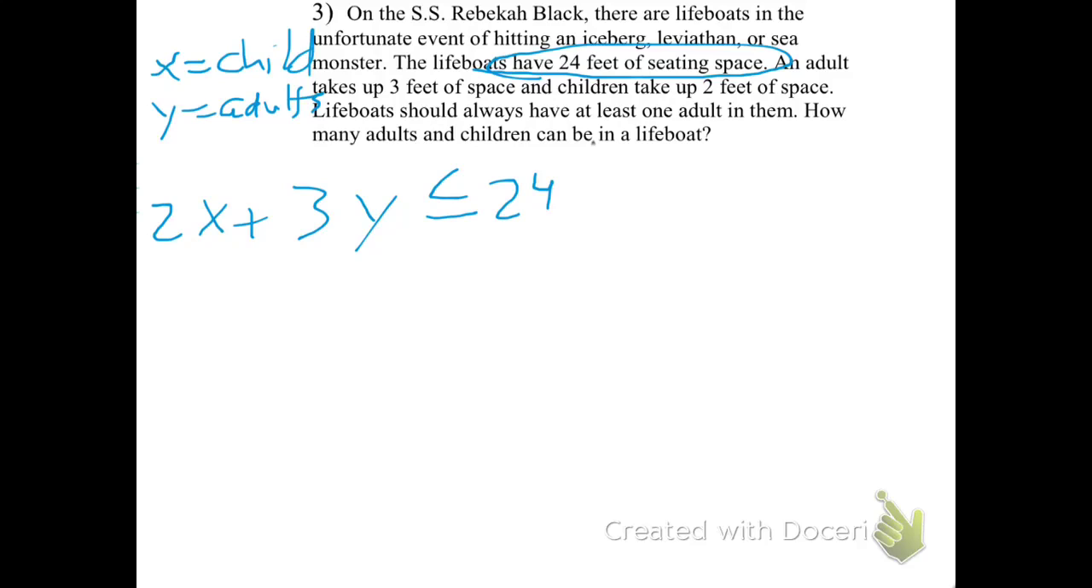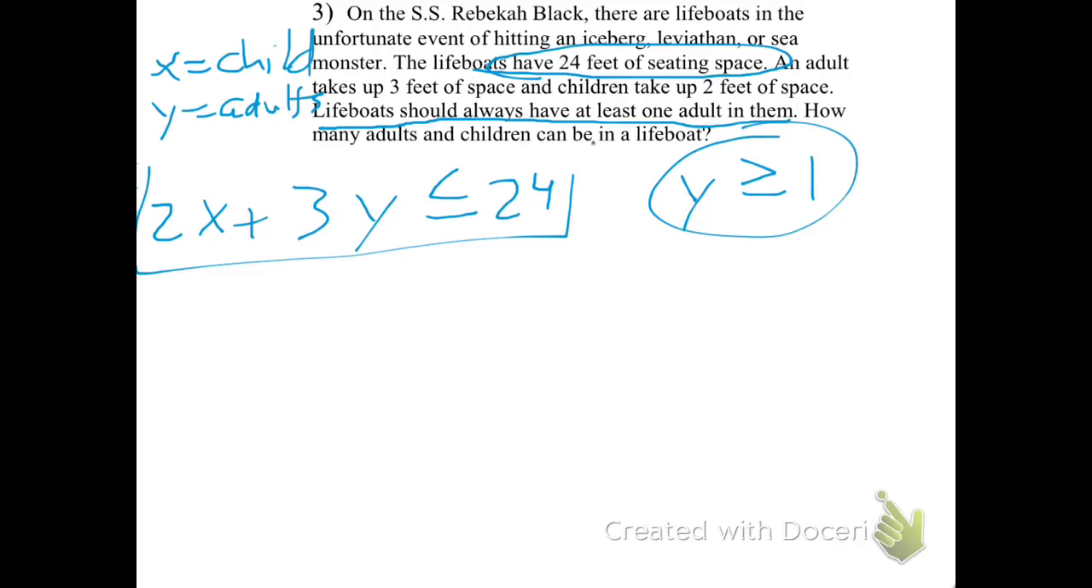Now you have to find the other restriction or requirement, and that comes from this sentence here. Lifeboats should always have at least one adult in them. So your number of adults, that's y, needs to be greater than or equal to 1, because you can't have anything less than 1 as far as adults are concerned. So this one is ready to go. It's actually ready to be graphed right now because it's solved for y, but this one is not.